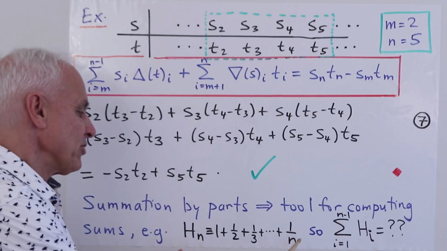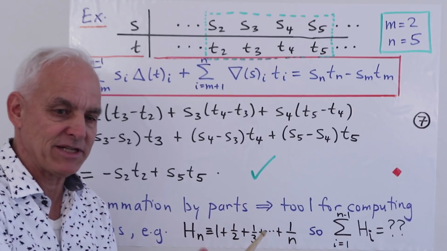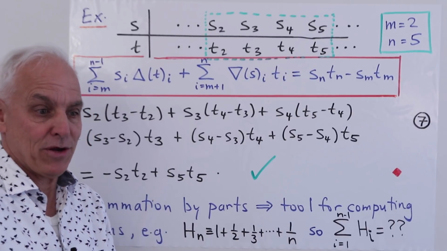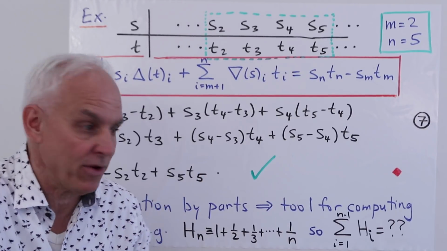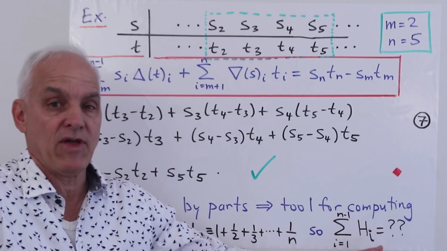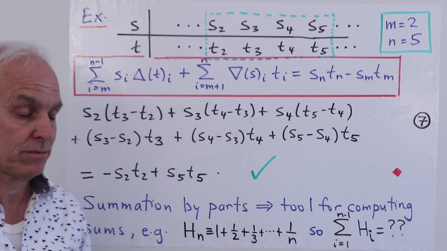So the harmonic numbers are created from the sequence of reciprocals, but they themselves form a sequence. And so we could be interested in summing that sequence. For example, the sum from i equals 1 to n minus 1 of H sub i. We could ask, what is that? Is there a nice formula for it?